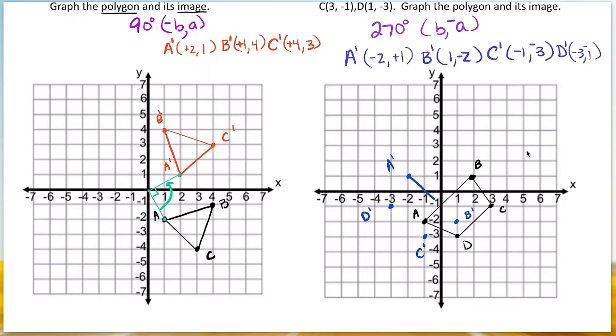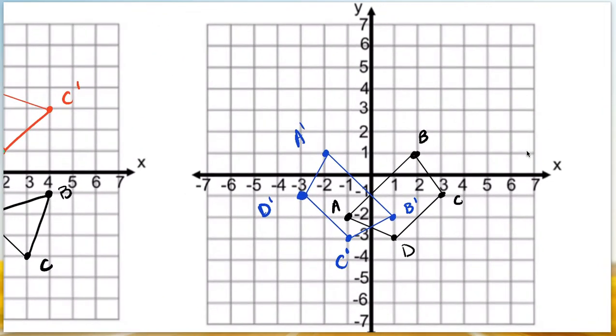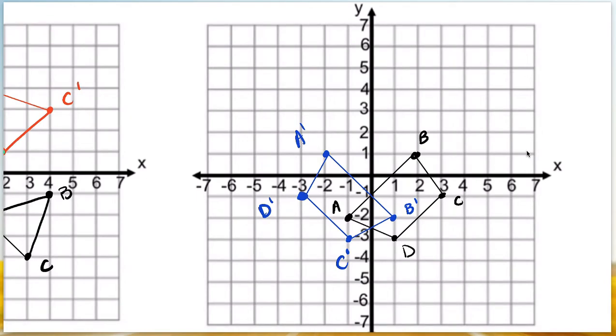A to B, B to C, C to D, D to A. All right, there we've got our figure, and they look kind of weird because they're crossing through each other. I'm going to choose a point to connect with the origin. I'm going to use A, connecting point A to the origin, and then the origin to A prime.